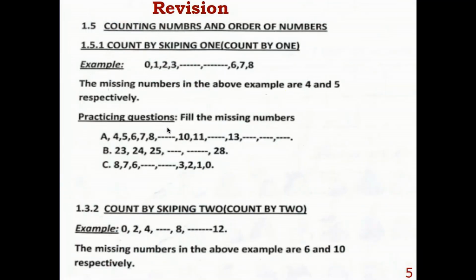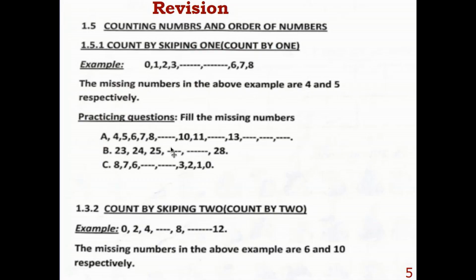Before we start, let's revise what we have seen earlier. Previously, as you remember, we have seen counting numbers and order of numbers. When we say count by 1, that is skip count by 1, the interval, the difference between two consecutive numbers, is 1. In that case, we call it skip count by 1. 0, 1, 2, 3. This is skip count by 1.